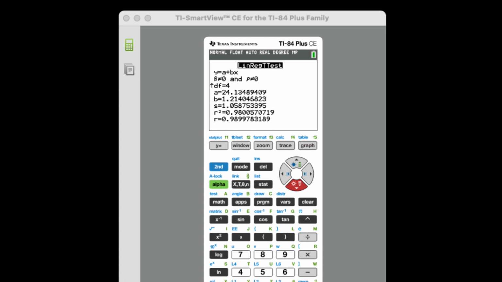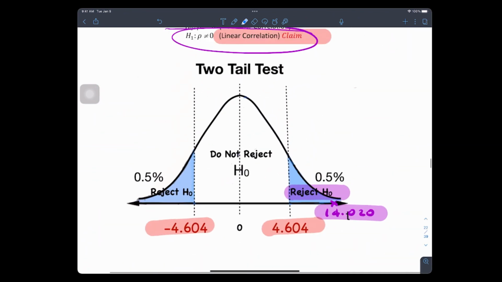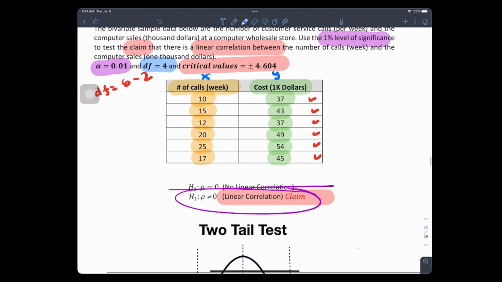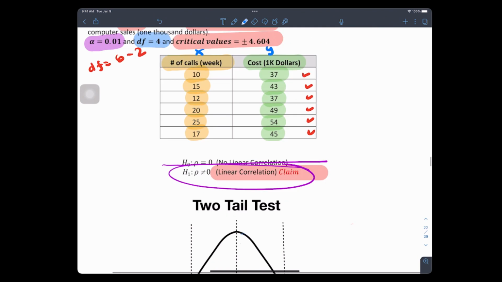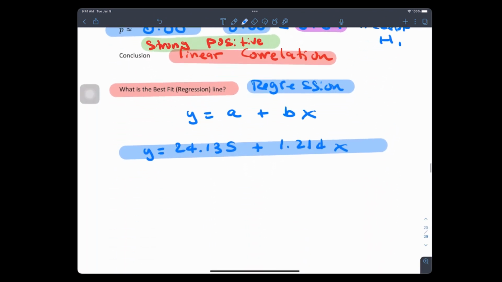Okay, so y equals a plus bx is this regression line, and that's what we have here. We can use this to be predictive again. For example, what does this mean? If you made, say, 28 calls per week, how much do you make in thousands of dollars? I'm making up this question, okay?